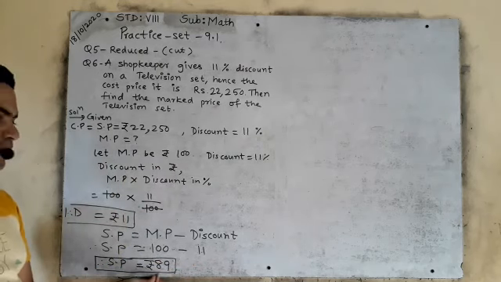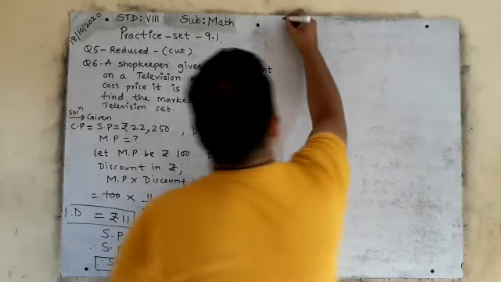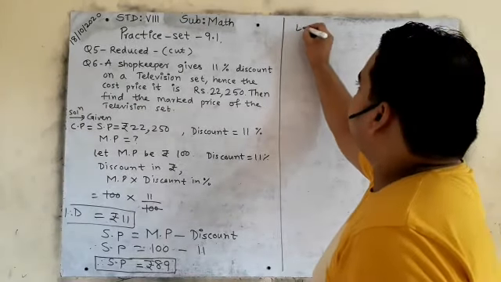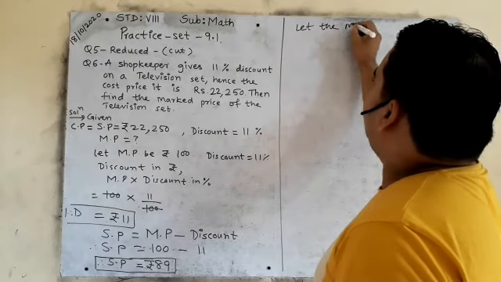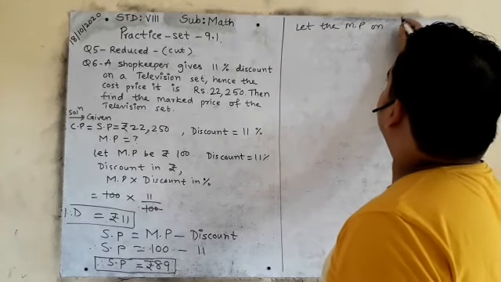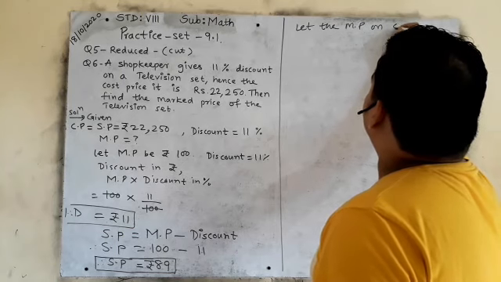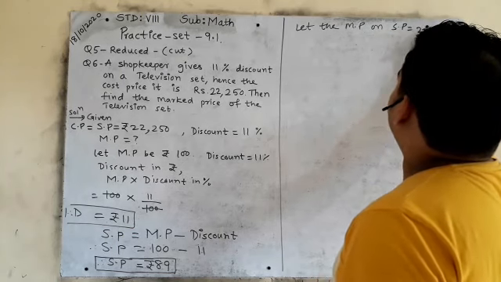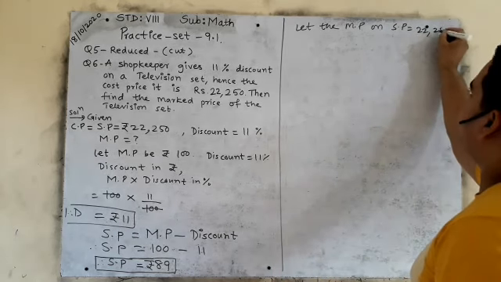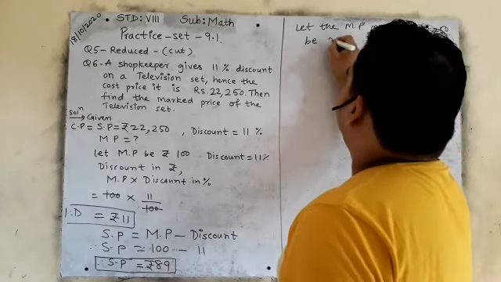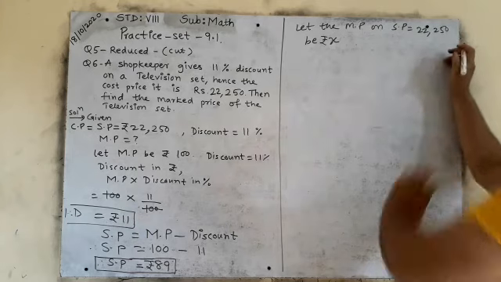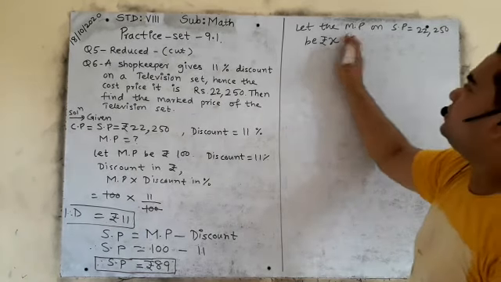Now we will consider mark price be X, the original one which we have to find. Let the mark price on selling price 22,250 be rupees X. Otherwise you can write like this: let the mark price be rupees X on selling price 22,250. No problem. So this is X.